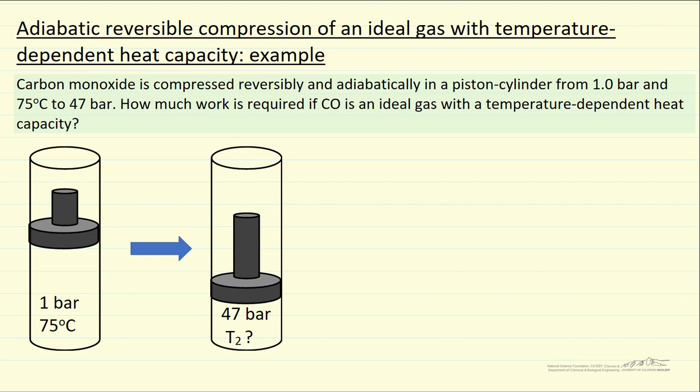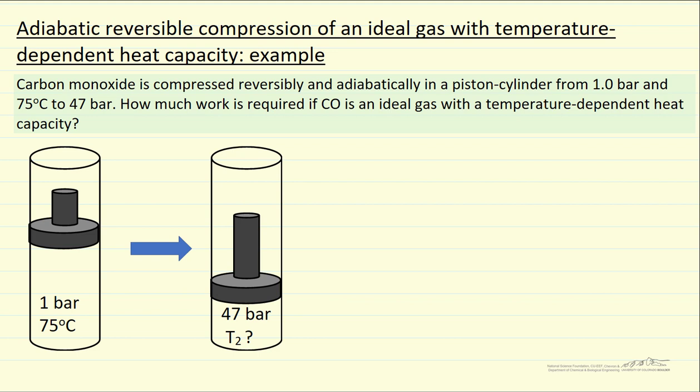In this problem, we're going to start with the ideal gas at 1 bar and 75 degrees C, and we're going to compress it adiabatically and reversibly to 47 bar, and the question is, what's that final temperature? First thing to point out is the diagram is not to scale because clearly the final volume is going to be much smaller when we go to a pressure of 47 bar. Of course, the temperature is higher than 75 degrees.